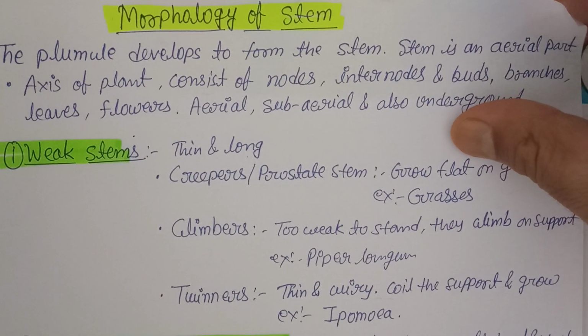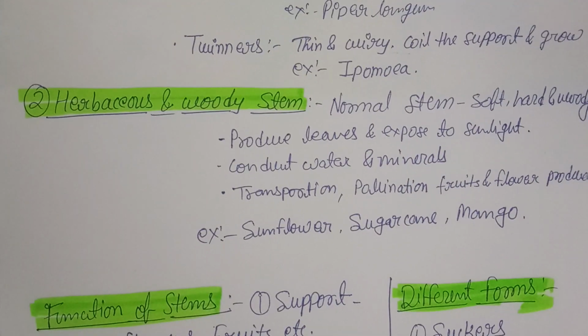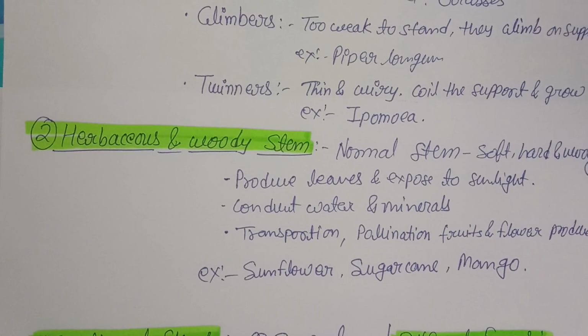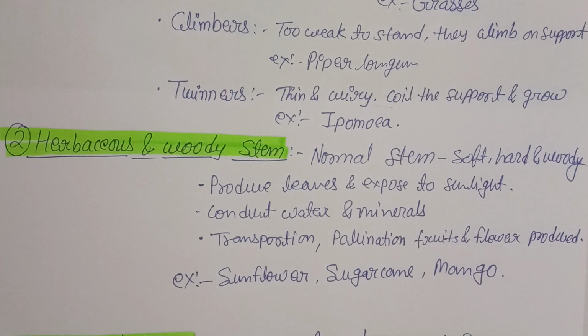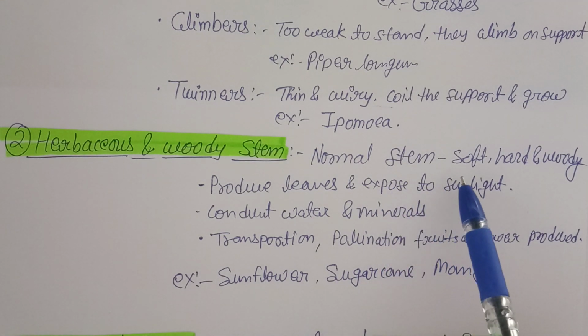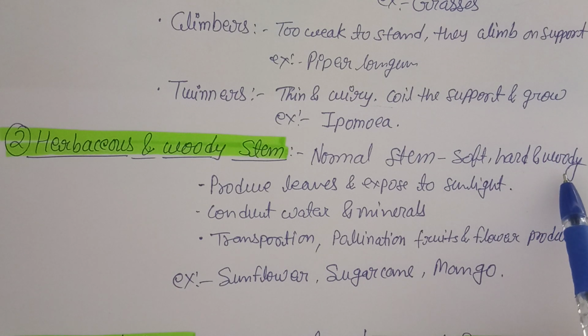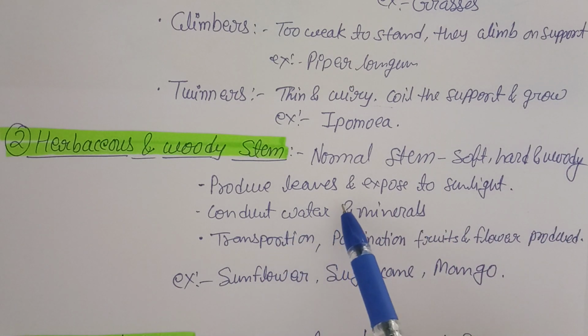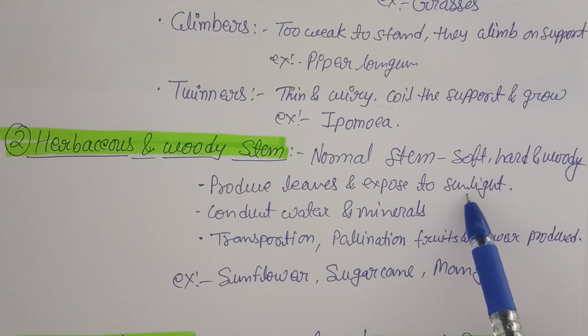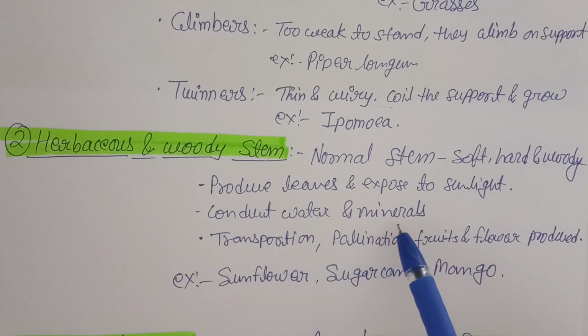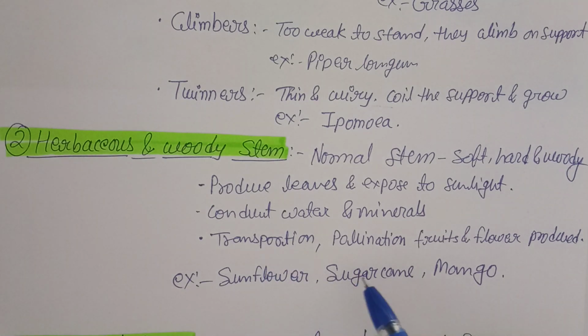Now the second type of stem is the herbaceous and woody stem. They are normal stems, but they may be soft, hard, and they may also be woody. They produce leaves and are exposed to sunlight for photosynthesis. They conduct water and mineral transportation, and are involved in other transportation. They provide fruits and flowers for pollination. These are the basic functions. The herbaceous and woody stem will be there in sunflower, sugarcane, and mango tree.